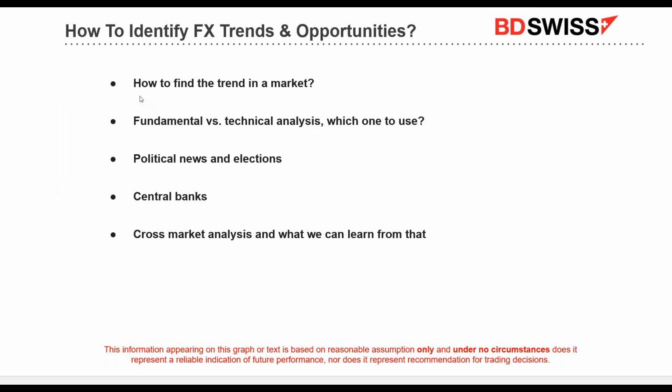Of course, the question is how we find a trend in a market. First of all, there are some technical indicators we can use. I'll go over these in the next 45 minutes. Then we have the fundamentalists against the technicals: fundamental analysis and technical analysis, which one should be used as well. There are a few ideas, all actually easier to think of than you might think yourself.